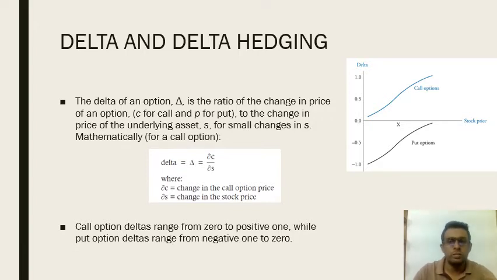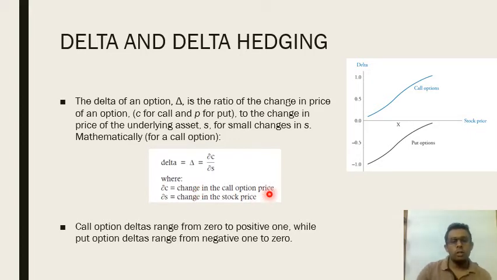by the change in the price of the underlying asset. It is given by delta is equal to change in C by change in S, which is the change in call option price by the change in stock price.